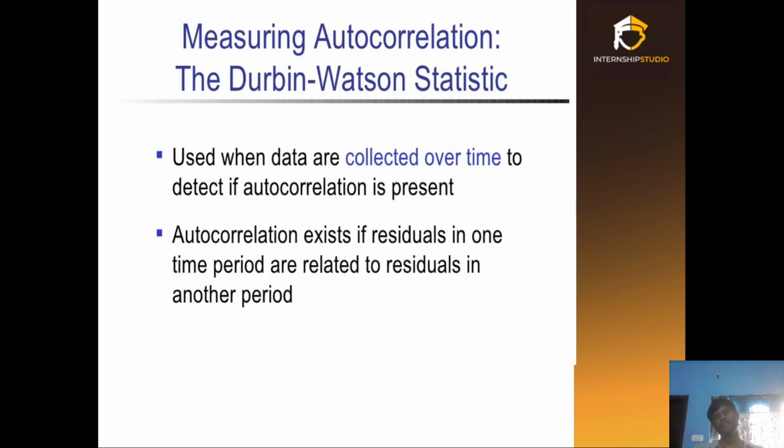And now we have to measure the autocorrelation. There is something called the Durbin-Watson statistic. It is used when data are collected over time to detect if autocorrelation is present. So with respect to time, we are collecting the data and checking whether any autocorrelation exists. Autocorrelation exists if residuals in one time period are related to residuals in another time period.